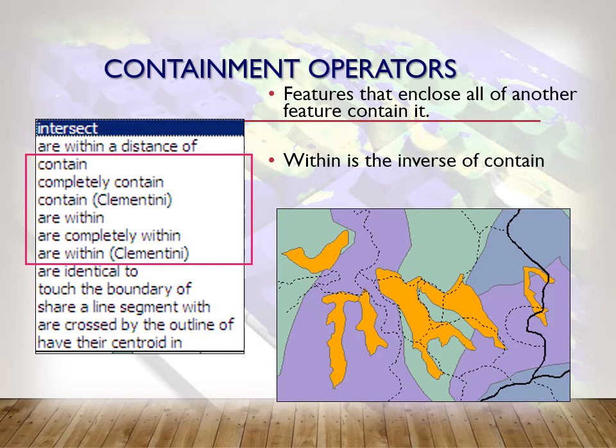And then we have various, what do you call these here? Containment, yeah. I was looking at the Clementini operators, which I never use. So we have contain, or completely contain, are within, or completely within. This means if it's not completely within, if it's touching a boundary or a border, it basically won't be selected.